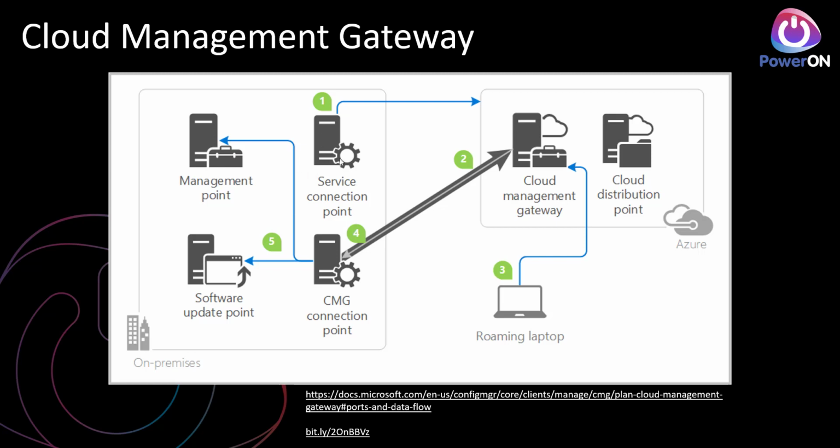You have a role called a service connection point, which is really just creating a connection up to Microsoft Azure outbound, and it's just checking for any updates. You also have a CMG connection point. Both these roles are really light, and that makes an outbound 443 connection, keeps that open, and then any clients that are roaming will make a connection up to the management gateway and go back down that already open connection. In the cloud we've got the management gateway, and if we want to have a configuration manager distribution point, we can do that as well.